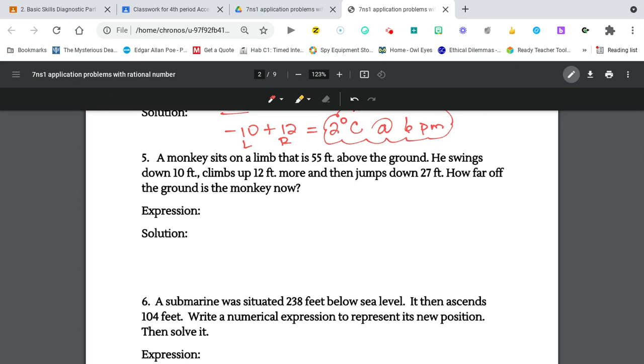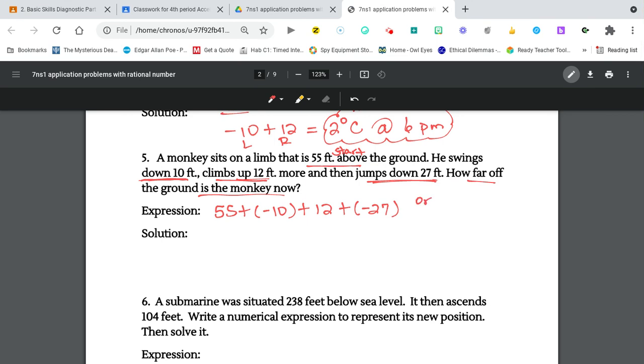All right, it says a monkey sits on a limb that's 55 feet above the ground. He swings down 10 feet, climbs up 12 more feet, and then jumps down 27 feet. Now, how far off the ground is the monkey? Okay, so I'm just going to go with where he started. This doesn't involve difference, so I start with the first number. I see 55 plus he went down 10 feet, so that'd be plus -10. He went up 12, so plus 12. Plus he went down 27, so that would be plus -27.